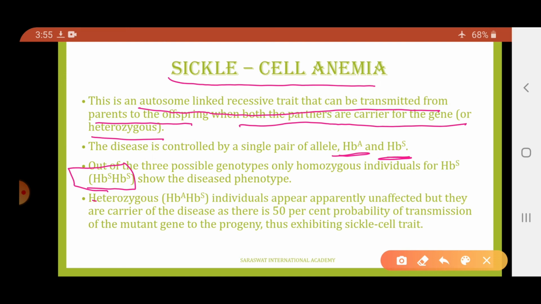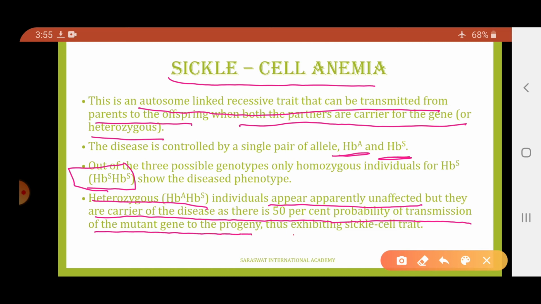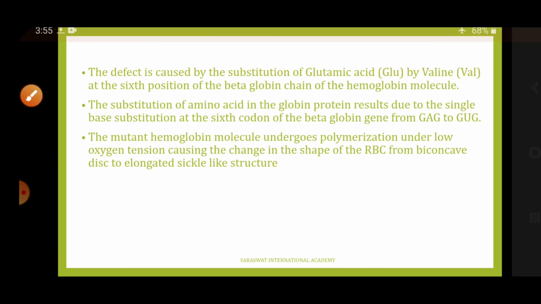That is, heterozygous, that is HBA HBS individuals, appear apparently unaffected but they are the carrier of the disease as there is a 50% probability of transmission of the mutant gene to the progeny, thus exhibiting the sickle cell trait. Meaning if both partners are carriers, then there is a chance that their progeny will be affected by the disease, right?